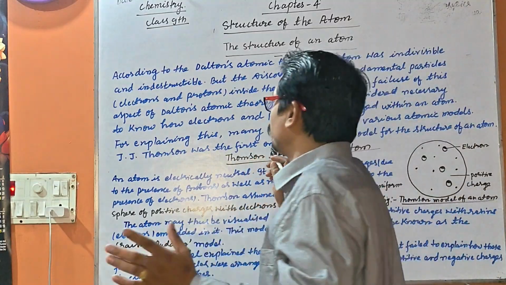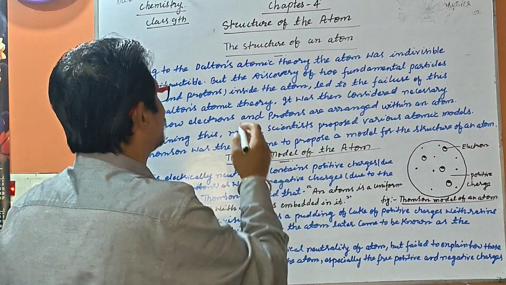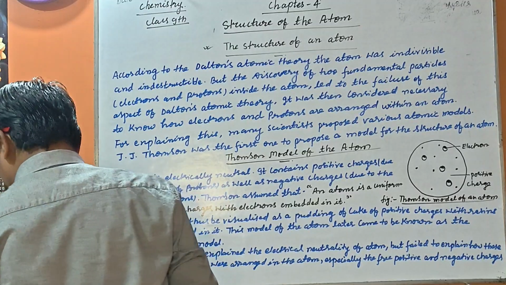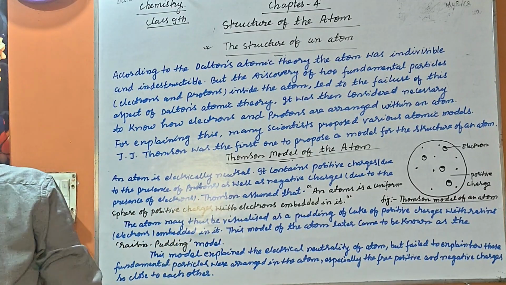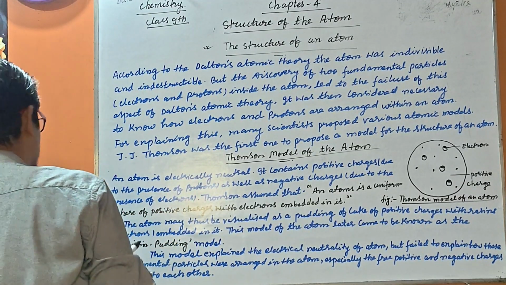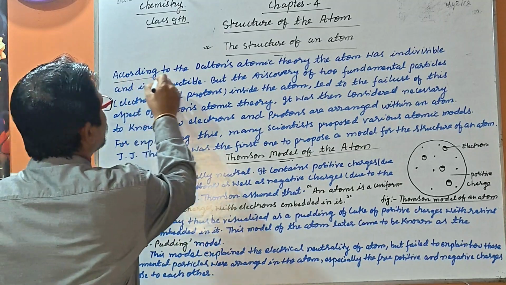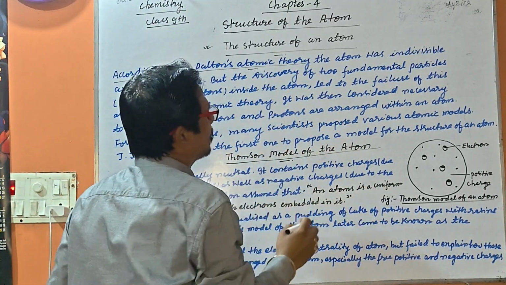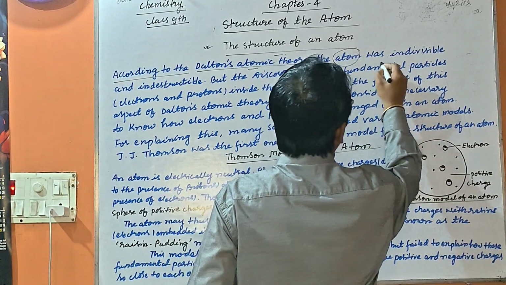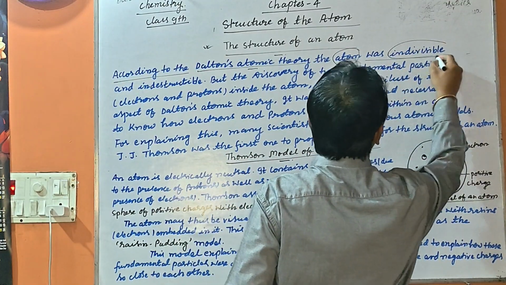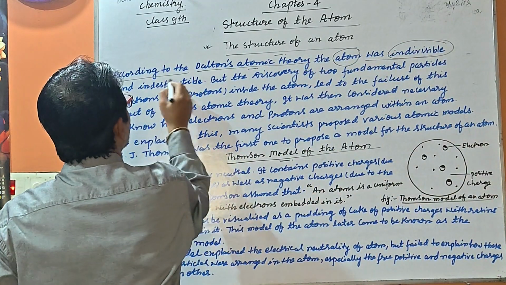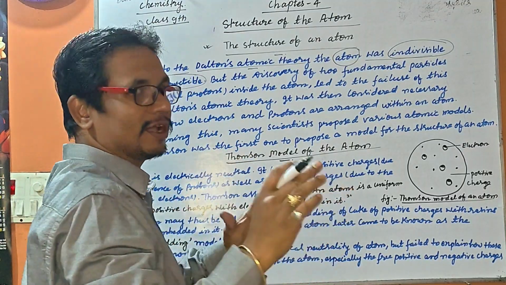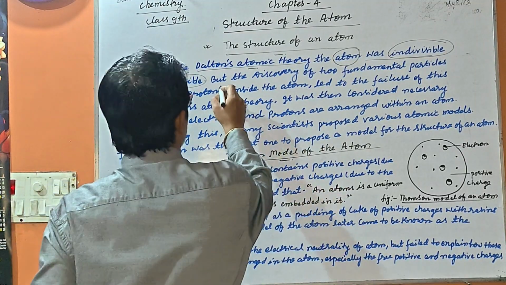This video's first topic is the structure of the atom. We are discussing the structure of the atom. Let us understand this first. According to Dalton's atomic theory, the atom was indivisible and indestructible. It is not going to be divided, and it is not going to be destroyed.